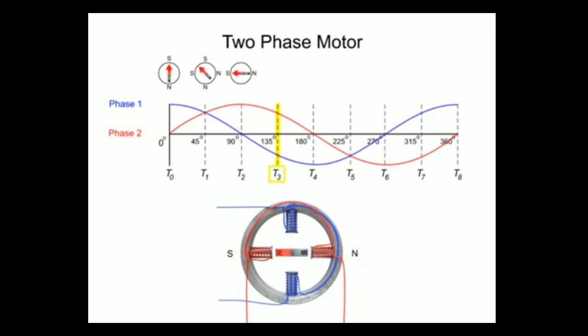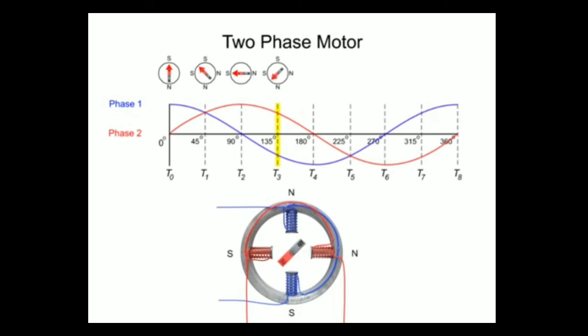At time 3, phase 2 has diminished current flow, while current flow through the vertical rotor coils increases and reverses direction. This causes the rotor to move another 45 degrees to the left.